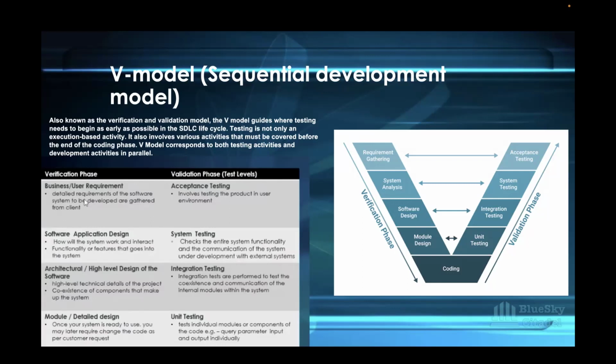Then architectural high-level design of software, high-level technical details, coexistence of components that make up the system, which is the integration testing. Like I said, do the hot water, the electricity and the plumbing produce hot water? Things like that, because that's the end result. That's what you want to get. So integration tests are performed to test the coexistence and communication of internal modules within the system. Then you have the module detail design as well as the unit testing. Next slide, please.